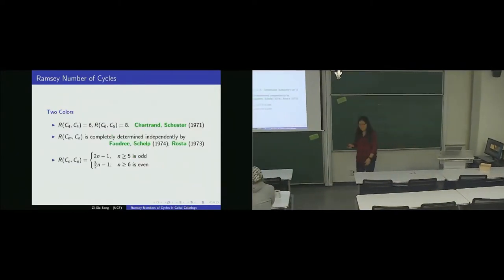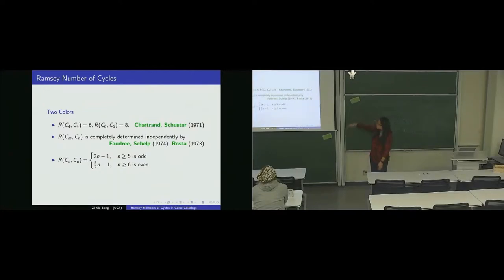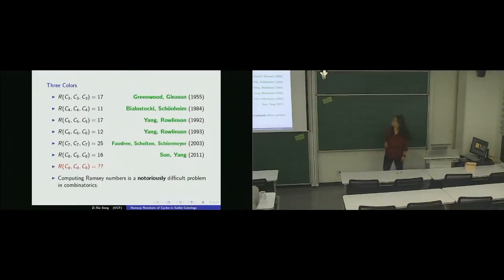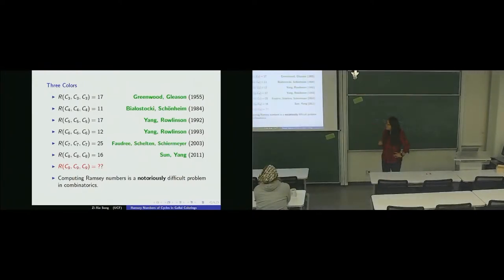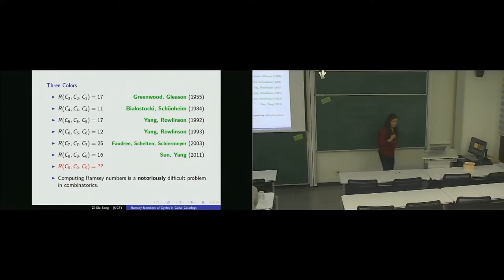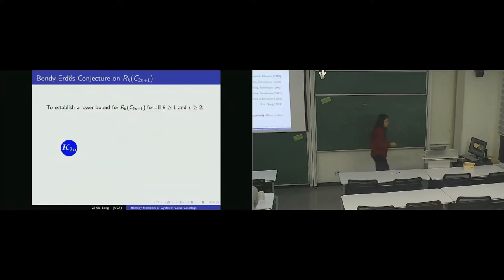Now, what about the cycles? Good news here is all two-colored Ramsey numbers of cycles, including the mixed ones, non-diagonal ones, are known. And the three-colored ones here, the exact number here, and all the way up to here. So from here, I hope you are convinced. Computing Ramsey numbers is notoriously a difficult problem in combinatorics. However, for cycles, even though we don't know exactly the number, there is a conjecture in the literature. So let me show you here. It's called the Bondy and Erdős conjecture for all the cycles.